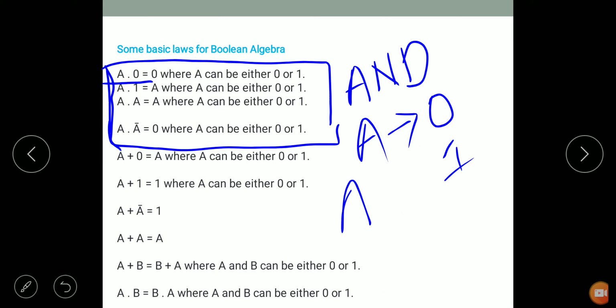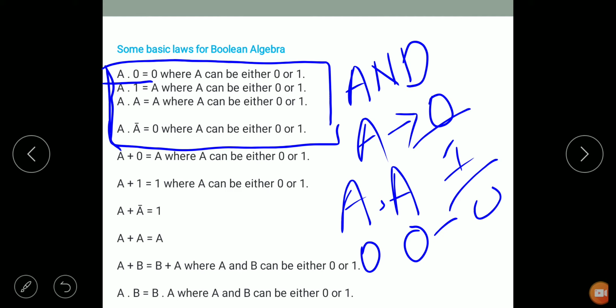Next is a dot a. Here both a are used. If a is 0 and the second a is also 0, then the output is 0. If a is 0 and this a is 1, then the output will be 0.